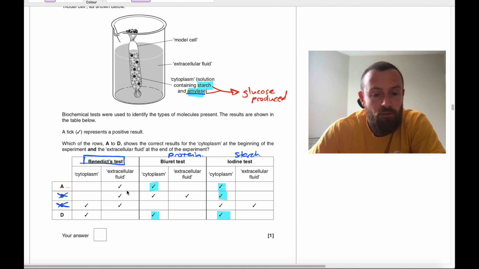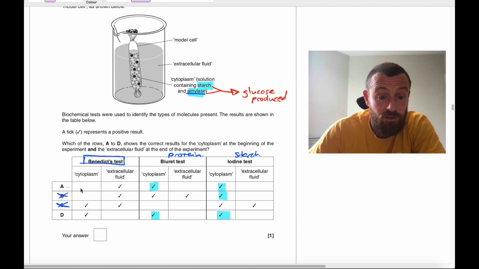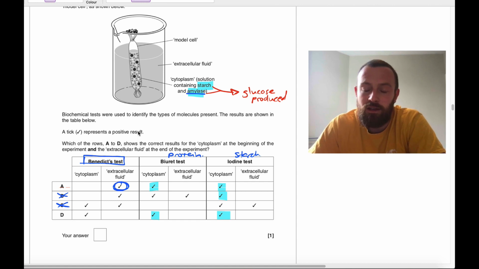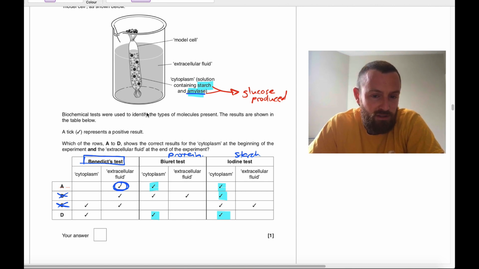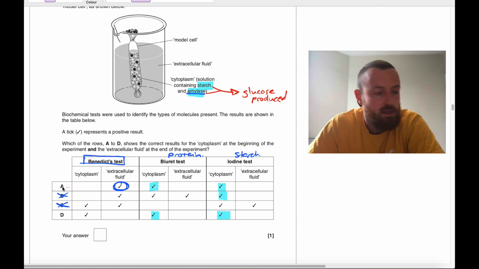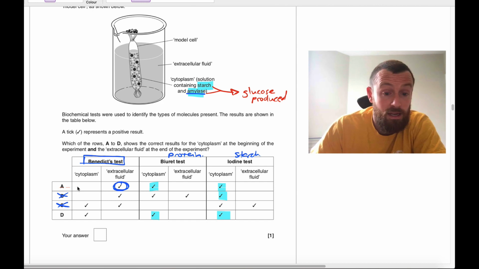Okay, so therefore, we're probably going to say that the answer is A, because the glucose will start building up in the extracellular fluid. Although I think that there would still be some glucose present in the cytoplasm as well, because that's where the glucose is produced. But the best answer in this case is going to be A.